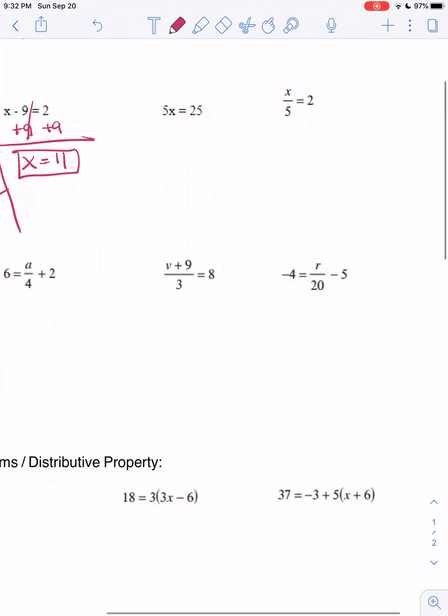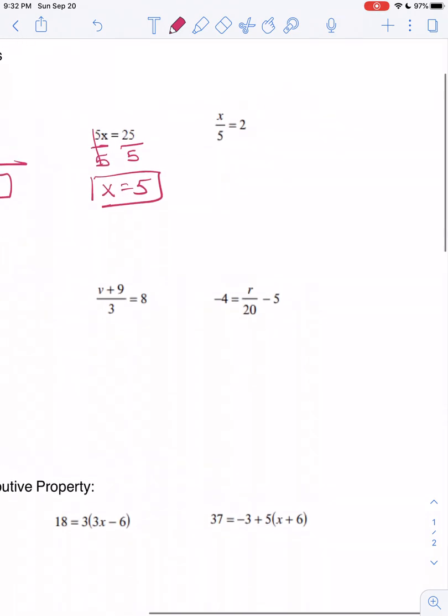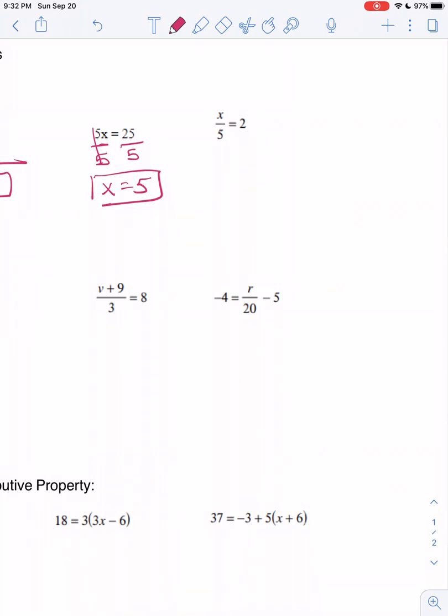And remember, in algebra, when the variable is right beside the constant, that's multiplication. So the opposite of multiplication, we're going to go ahead and divide each side by 5. So you get x equals 5. And of course, the last one, x divided by 5, the opposite of dividing by 5 is going to be multiplying by 5. You get x equals 10. We could easily check that. Is 10 divided by 5 2? Sure, 2 equals 2. We did it correctly.